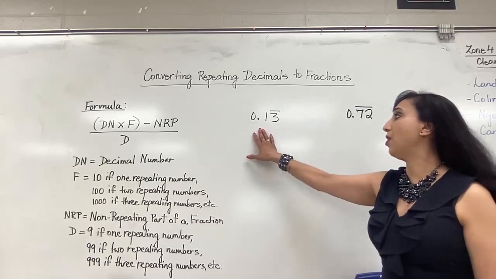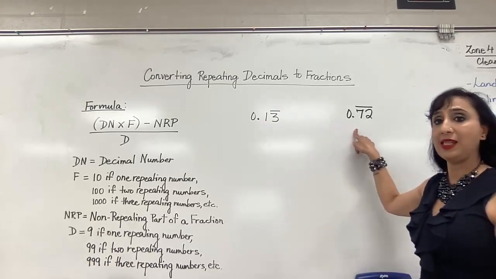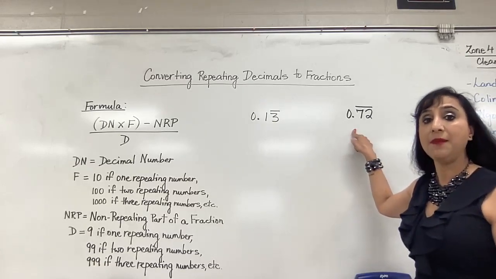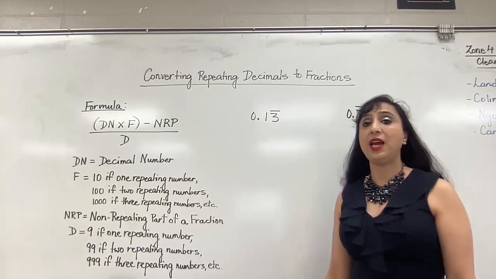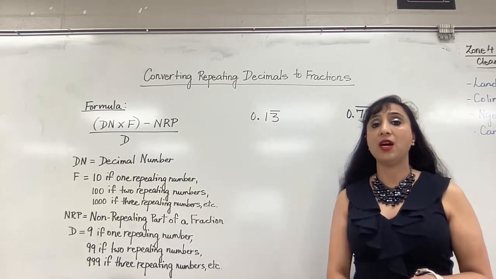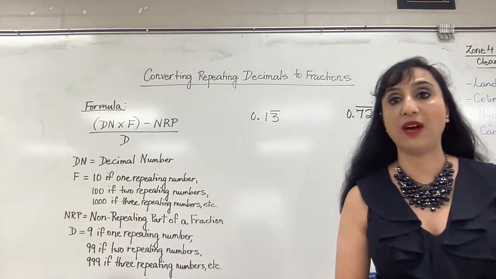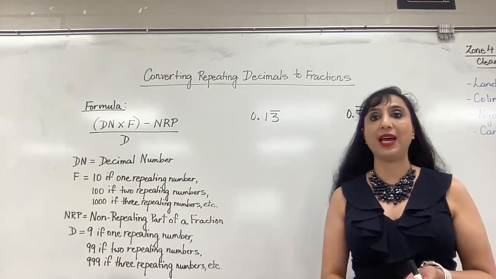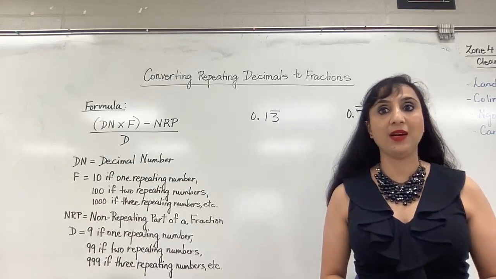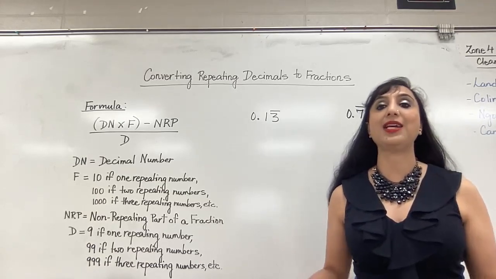So in this case, the non-repeating part is just 1/10. But in this case, there is no non-repeating part, so I would have to subtract 0. And then I divide it by d. If there's one repeating number, I am going to write 9, so I'm going to divide it by 9. If there are two numbers that are repeating, I will replace that with 99. If there are three numbers repeating, I will replace that d with 999, and so on.